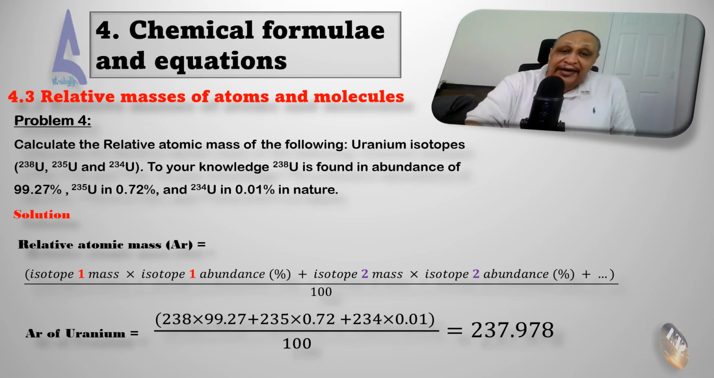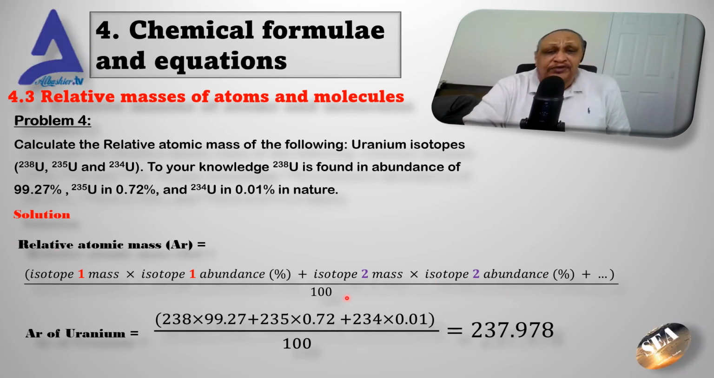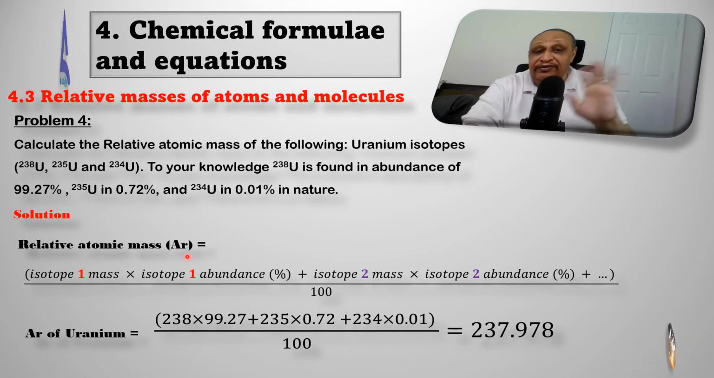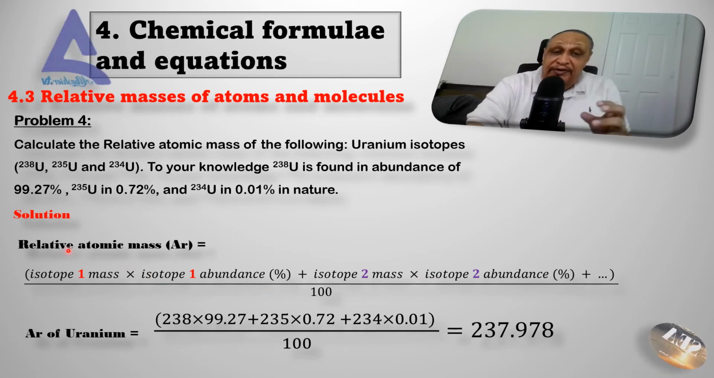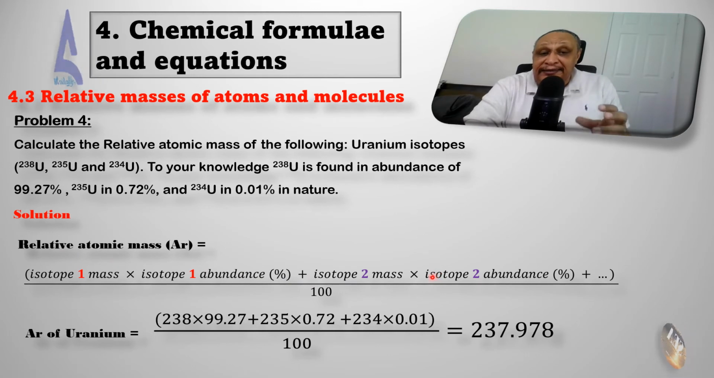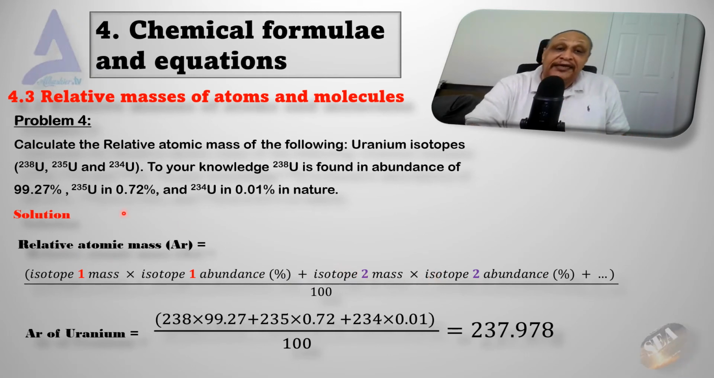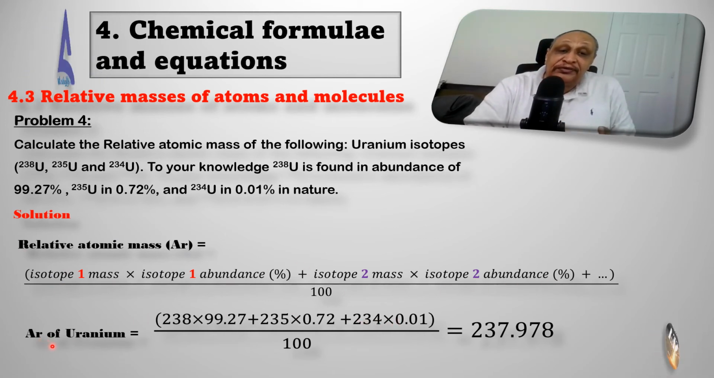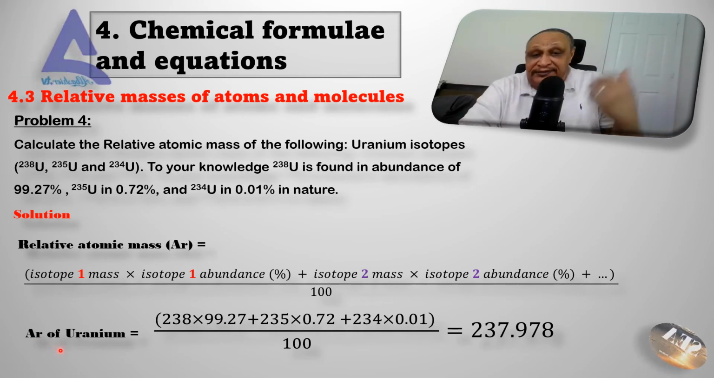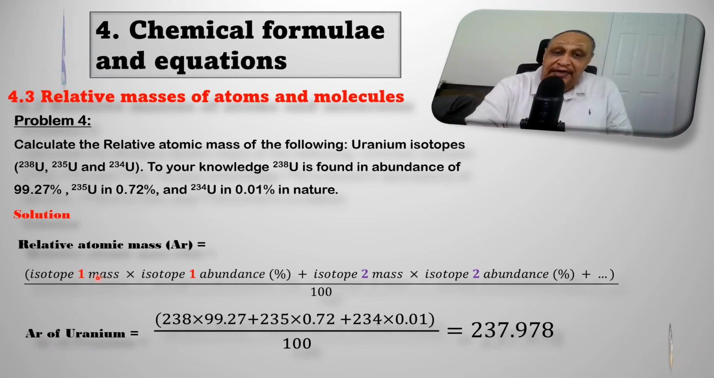Now what we are going to do here is first of all write down our equation. We don't care about the numbers yet. The first step is to write down the equation you are going to use. So this is the relative atomic mass, and you write the full equation. Then we come to substitute each part of it. Those are three items, so we are going to have three categories here.